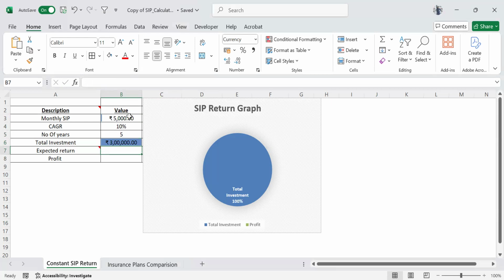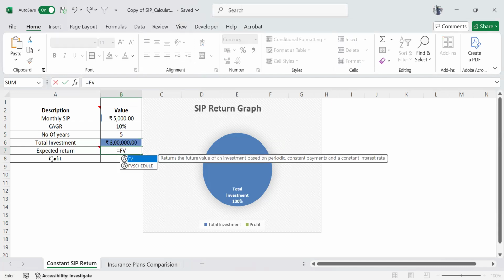Then the main agenda here is to calculate the return that we can expect if we are investing 5,000 rupees per month for the next 5 years, assuming that we will be making 10% profit annually. So here we have a very simple formula, that is future value of money. To execute this formula, we have to again start with equals to, and we just type FV. If you type FV, the future value of an investment based on periodic, constant payments and a constant interest rate will be reflected over here.